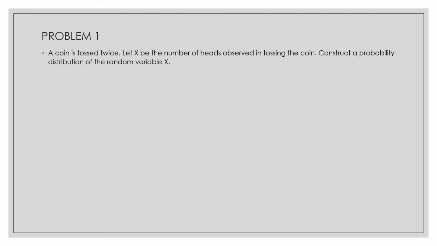To further understand random variables and the probability distribution, we have here some problems. Let's start with the first problem. A coin is tossed twice. Let x be the number of heads observed in tossing the coin. Construct a probability distribution of the random variable x. So our random variable x is the number of heads observed in tossing the coin twice. First, what are the possible outcomes of tossing the coin twice?